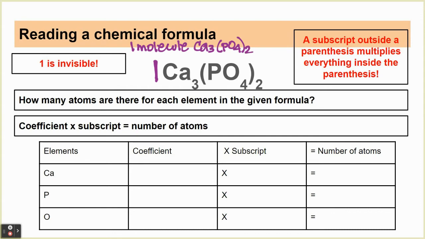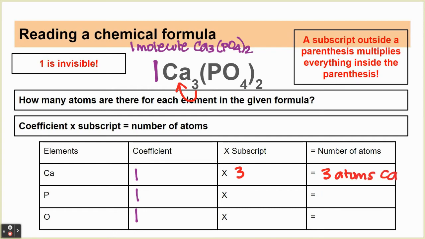See it? All right. So again, you can't see the coefficient, but there is a coefficient and it's a 1 because 1 is invisible. So we can actually put in 1 for all of them. So 1, 1, 1. That's the coefficient for all of them. Okay. So let's start with Ca. Do you see a subscript? Yes, I see a subscript beside Ca. So that 3 multiplies the Ca. See it? So 3 is the subscript. 1 times 3 gives me 3 atoms of Ca. So 3 atoms Ca.